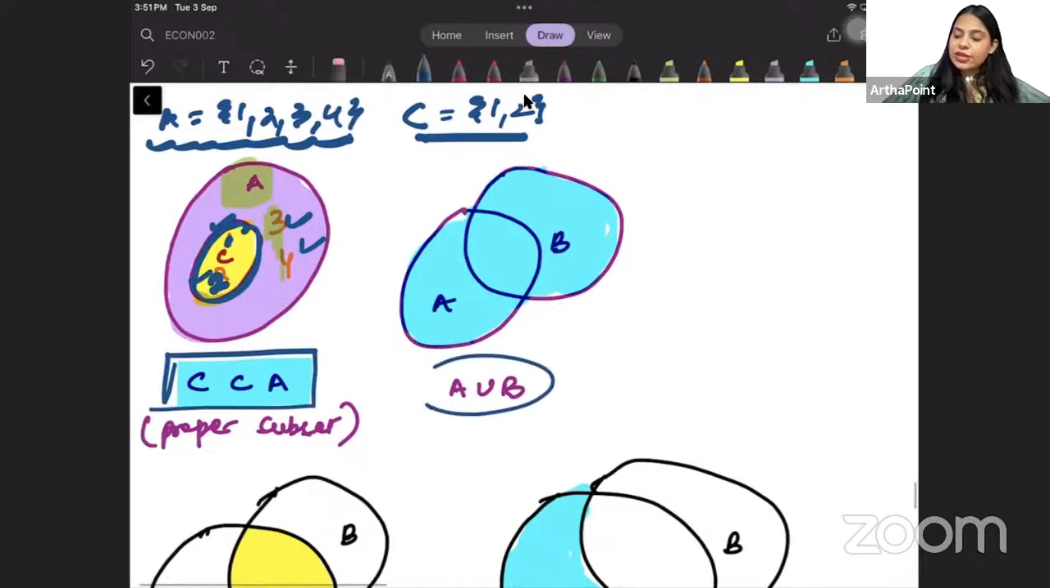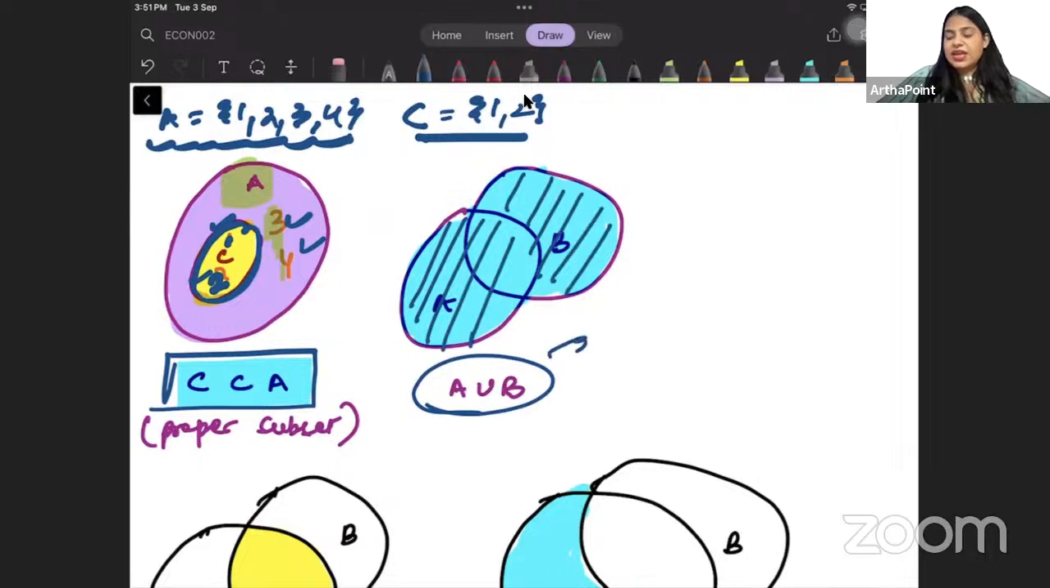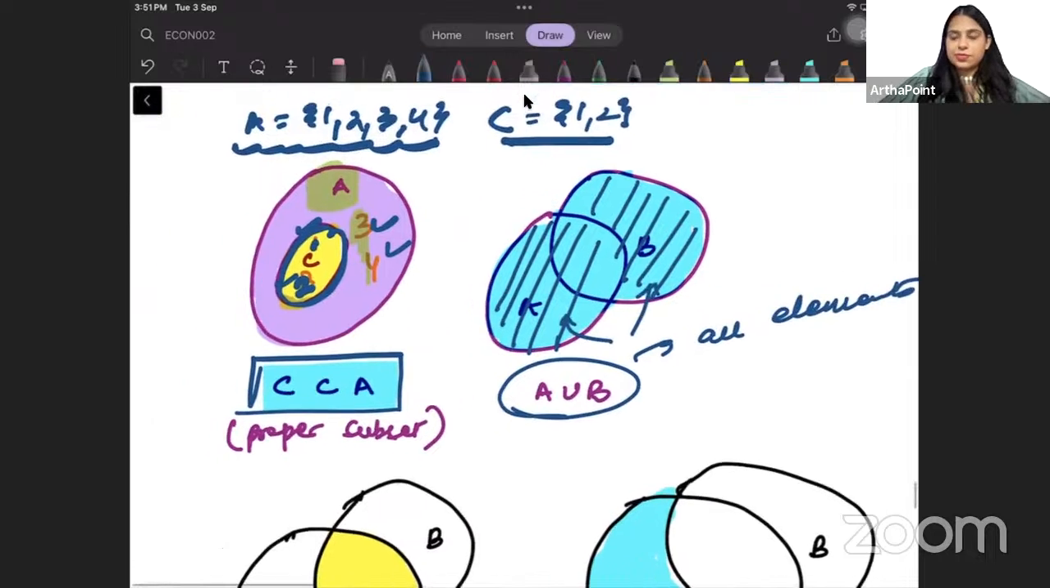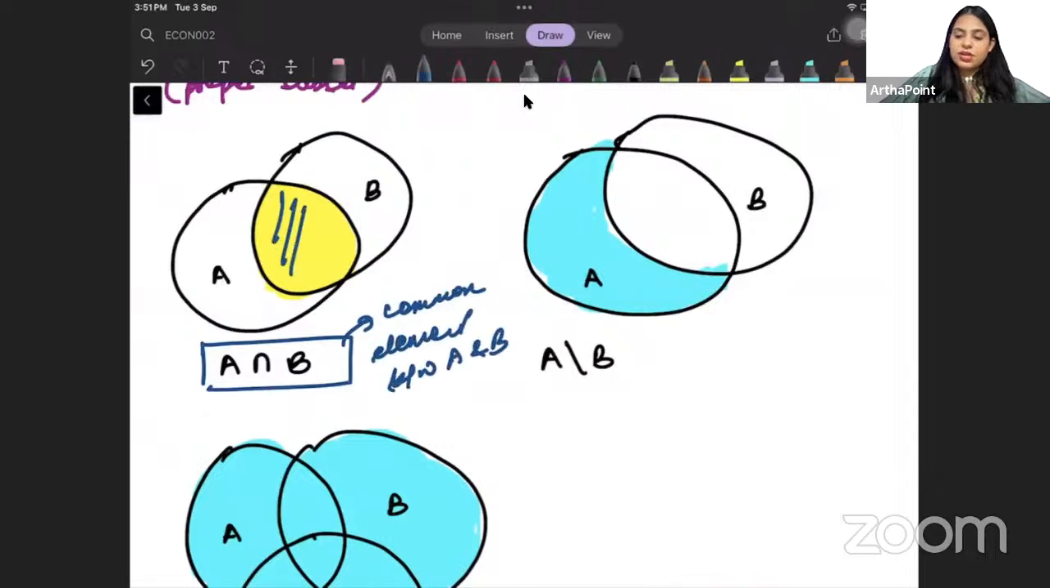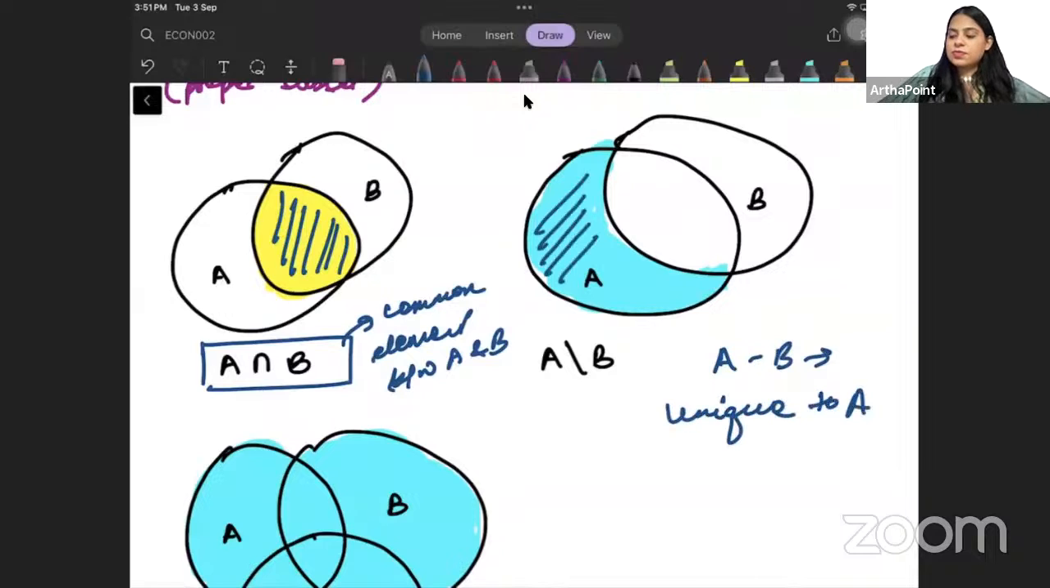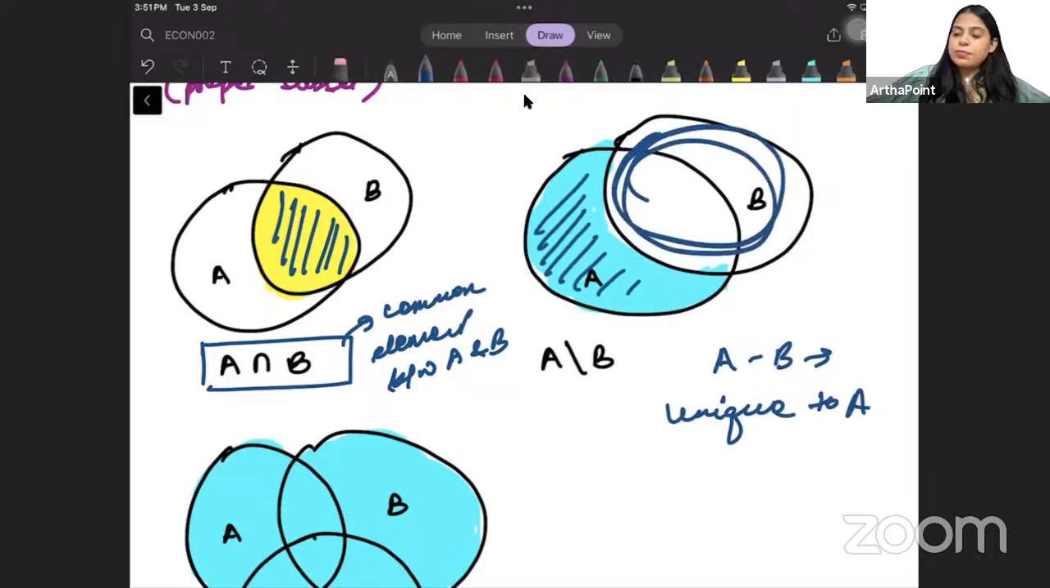Similarly, if I have to show A union B, A union B means all elements of A and B. सारे ही elements ले लेने हैं. All elements together. They can belong to A or B. Then, beta, A intersection B means we need to find the common element between A and B. A minus B. मतलब we need only elements which are unique to A. माने this. We have removed this पूरा B from A, right? So we are only finding the elements unique to A.